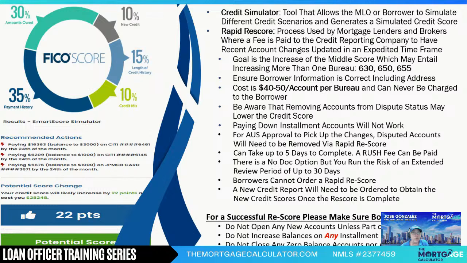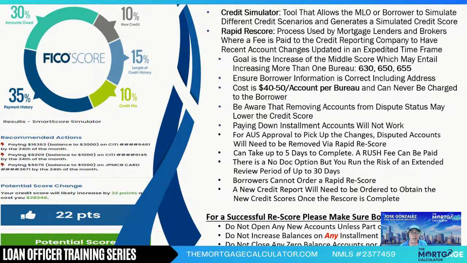So when you're going to do the rescore, definitely make sure that you review all the information on the credit report for accuracy as well, because inaccurate information, including an incorrect address, can affect the credit score and the accounts that actually get reported. So you want to have everything as accurate as possible.